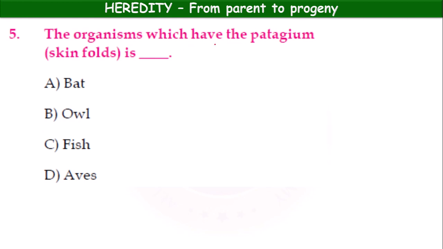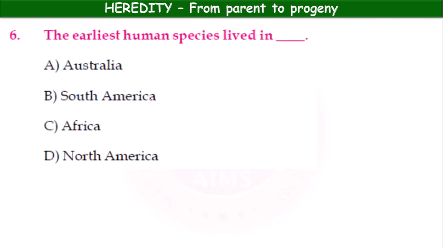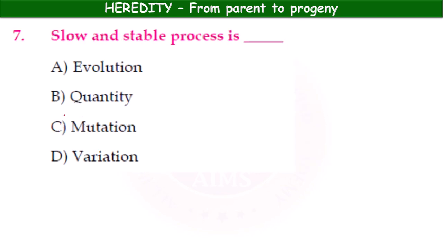The organisms which have the patagium skin folds, among these organisms which possess this patagium: bat, owl, fish, aves, birds. Okay. That is bat, option A. The earliest human species lived in Australia, South America, Africa, North America. It is Africa. Okay.